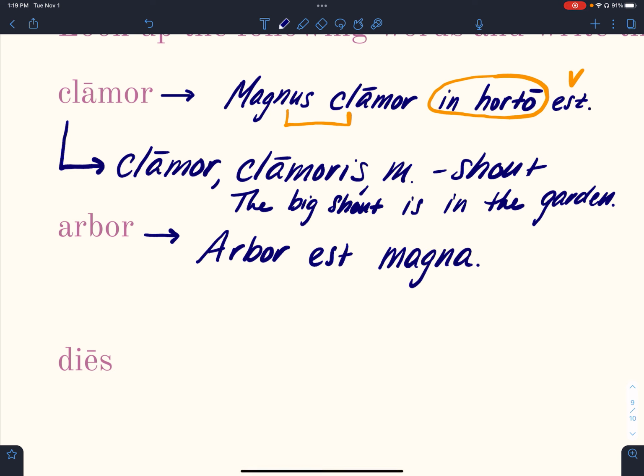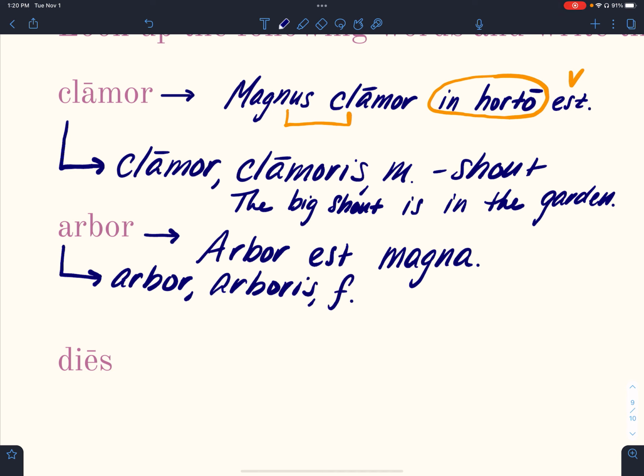Okay, arbor est magna. Arbor est magna. So Claire, based on what we know about our patterns and logic, what gender is arbor? If it's being modified by magna, what gender? It's feminine, yeah. And indeed, if you were to look this up in the dictionary, you would get arbor, arboris, feminine, tree. Tree, right? Like Arbor Day or an arboretum.